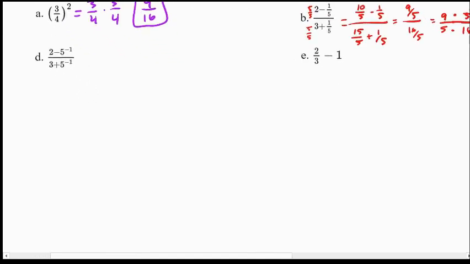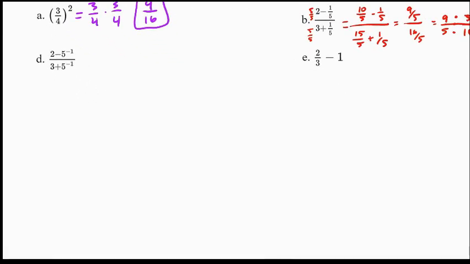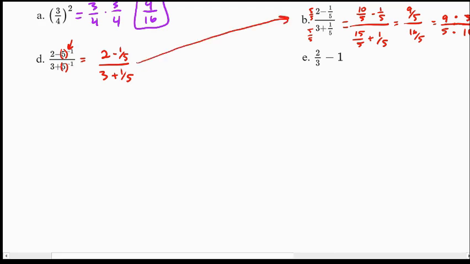Now let's scroll on over to D real quick. In D, there are a couple of things I've got to do. Again, I need to know what negative exponents do: they take the reciprocal, and it's only being applied to the 5, not to anything else. So if I were to rewrite this, it would really be 2 minus 1/5 over 3 plus 1/5, because I'm just dealing with this negative exponent here. The other thing we should notice is that this ends up matching exactly what B is. So if I were to go through and do all this math over again, we should realize that this is going to be equal to 9/16.